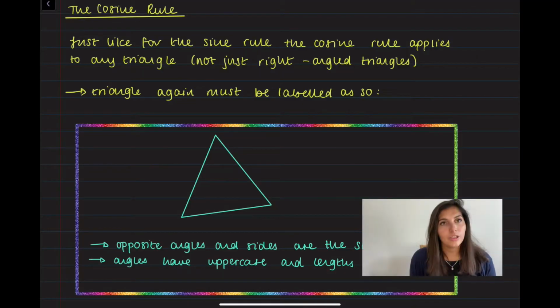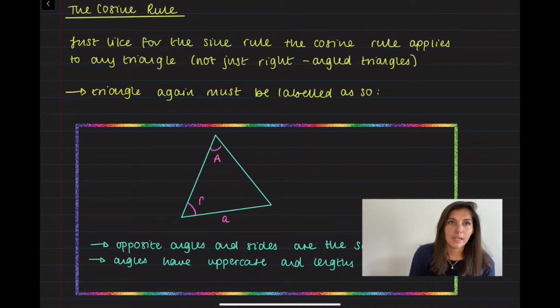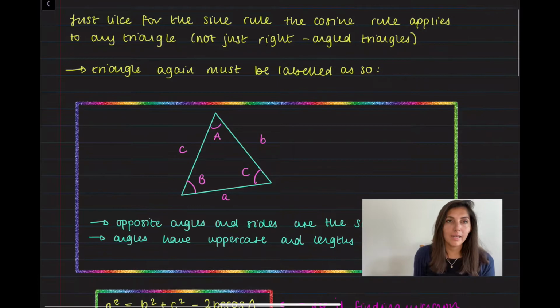So today we're going to look at our second rule of trigonometry that we can apply to any triangle, and that's the cosine rule. So just like using the sine rule, we need to label our triangle in the exact same way. So my angles are labeled with uppercase letters, my lengths are labeled with lowercase letters, and opposite angles and sides have the same letter.